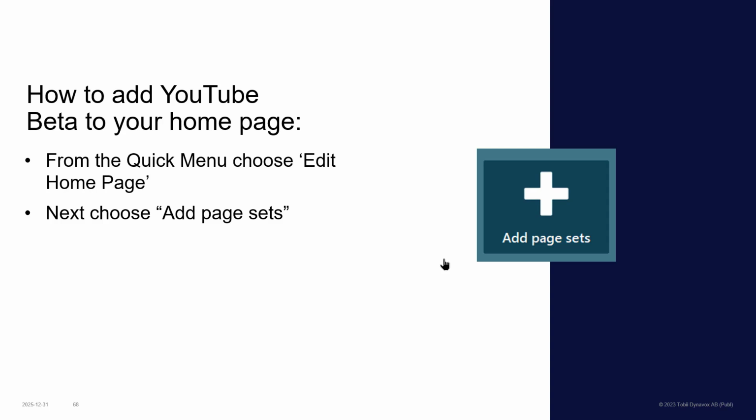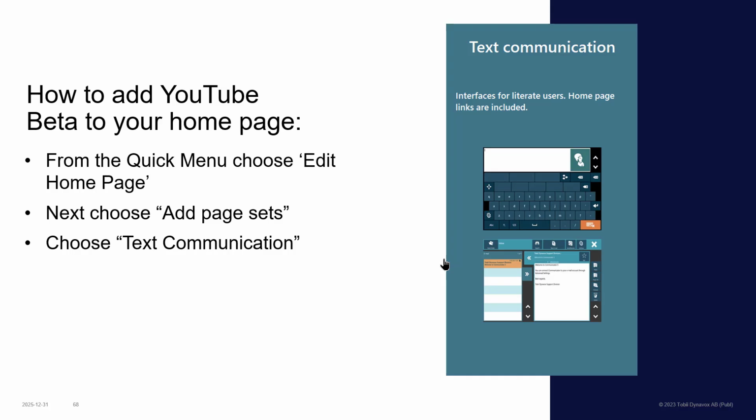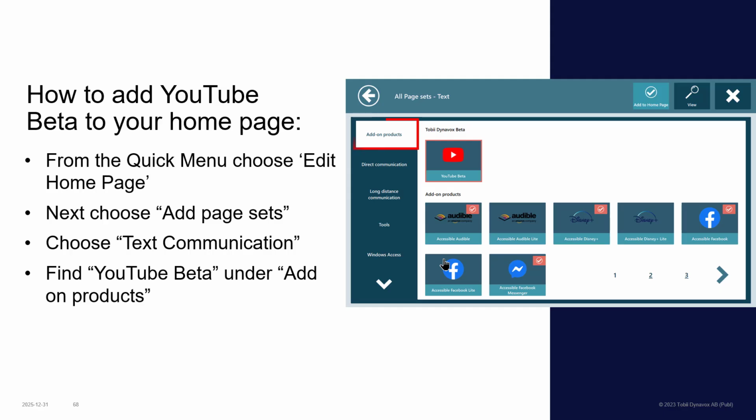Next, you need to choose Add Page Sets, and you want to go to the Text Communication category when you're adding a page set. From there, you'll find YouTube Beta under the Add-on Products section. Select it and choose Add to Homepage, and this will appear on your homepage in Communicator 5.